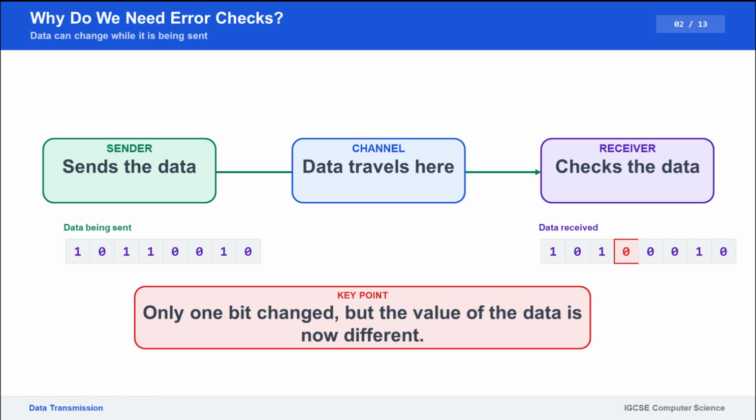Why do we need error checks? When data is transmitted from one computer to another, it travels through a communication channel. During this process, a bit may change from 0 to 1 or from 1 to 0. This could happen because of interference, signal problems, or transmission faults. Error checks add extra checking information so the receiver can spot possible mistakes.